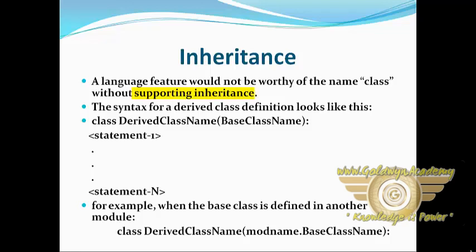The syntax for a derived class definition looks like this: class DerivedClassName, and in the brackets BaseClassName, then statement 1 to statement n. The name BaseClassName must be defined in a scope containing the derived class definition.